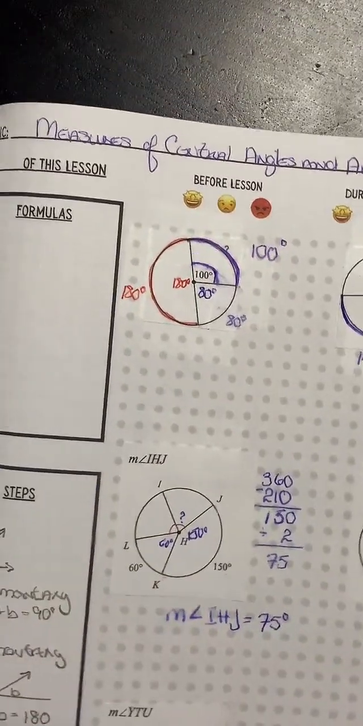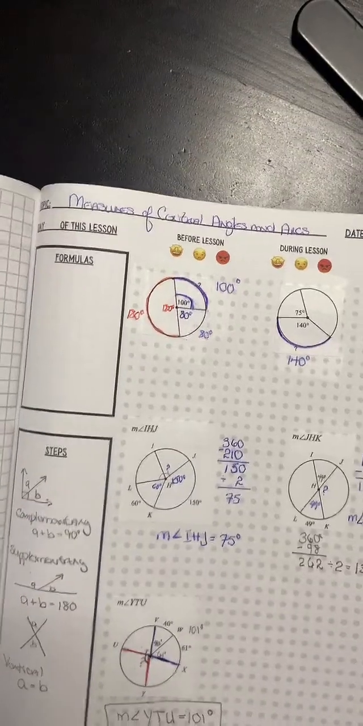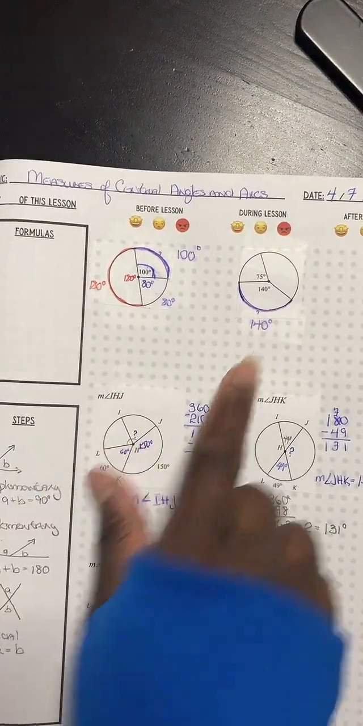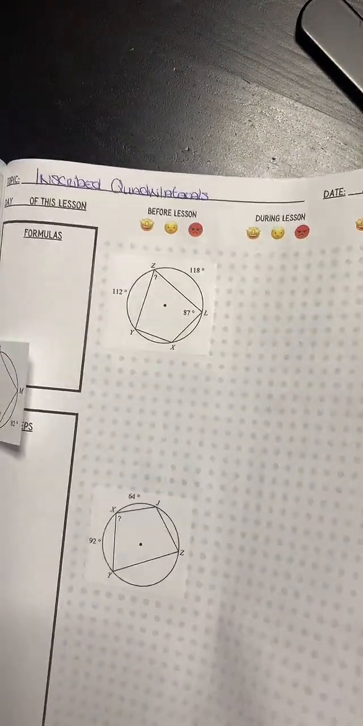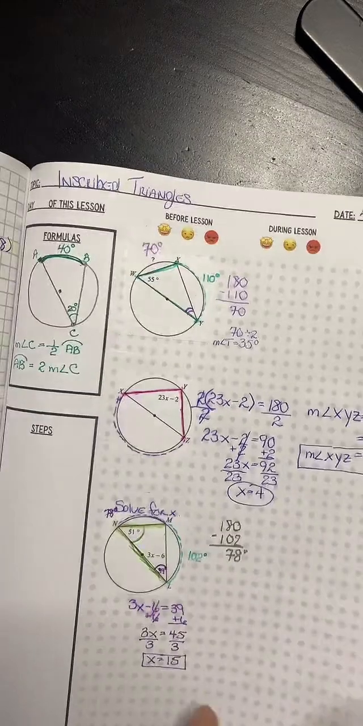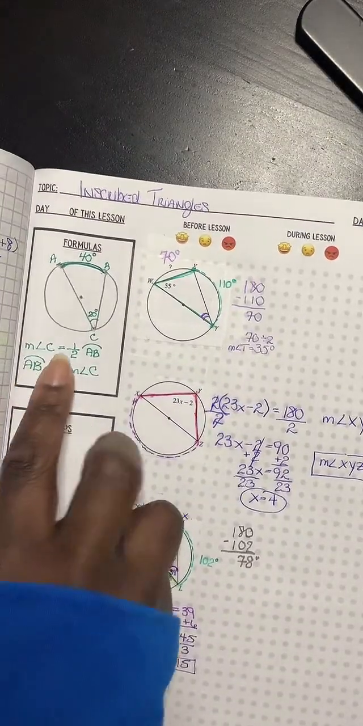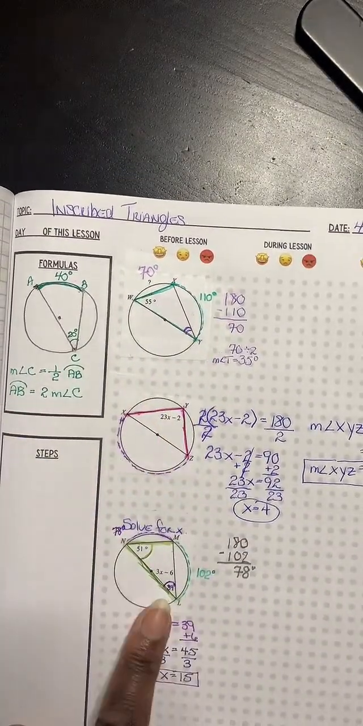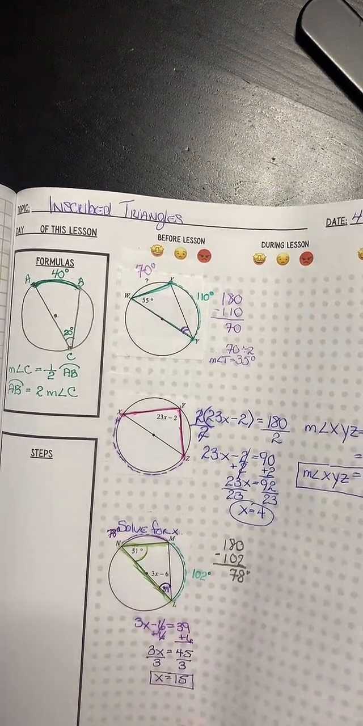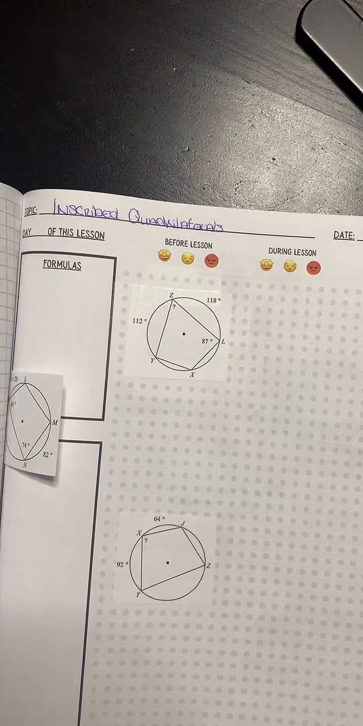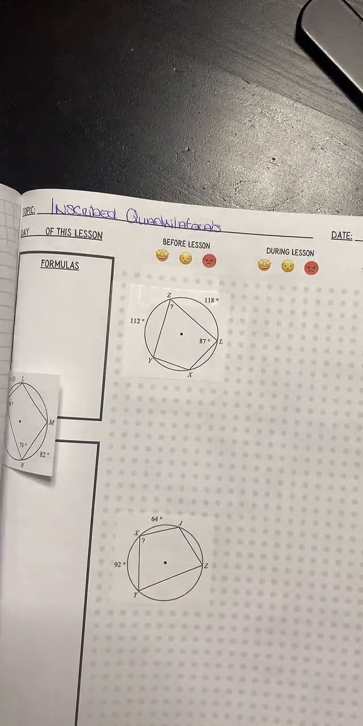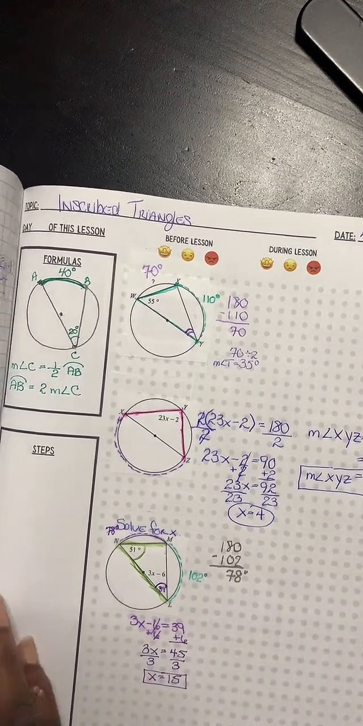We did a little bit of measuring the central angles and arcs. I'm downloading those videos as we speak. That's going to be tomorrow. Then we had the inscribed triangles, and then sneak peek, show a little leg. There we go. Inscribed quadrilaterals. That's going to be sometime tomorrow, maybe tomorrow evening.